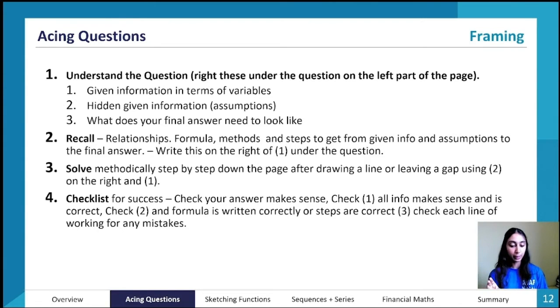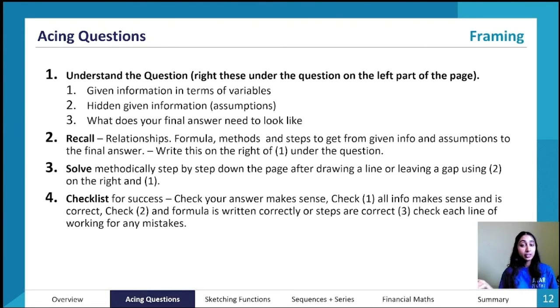So number four, you're first going to check that your answer actually makes sense, so all info makes sense and is actually correct. Number two, that the formula is written correctly. If the formula you found in step two is in the formula sheet, even if it was the easiest question, like the product rule or something, I'd go to my formula sheet and find that equation and check, yes, I wrote that down exactly as I needed to.